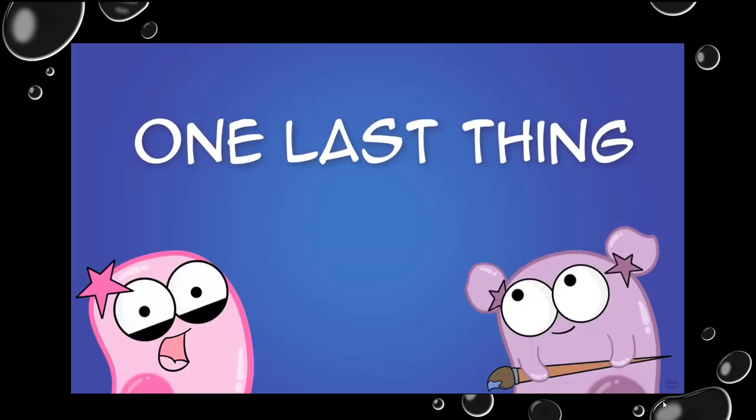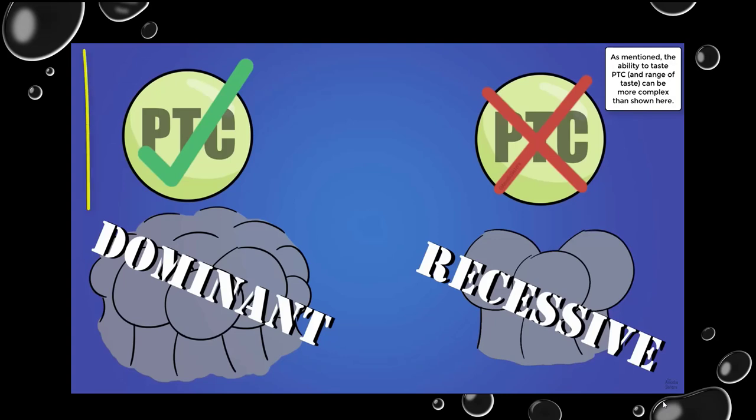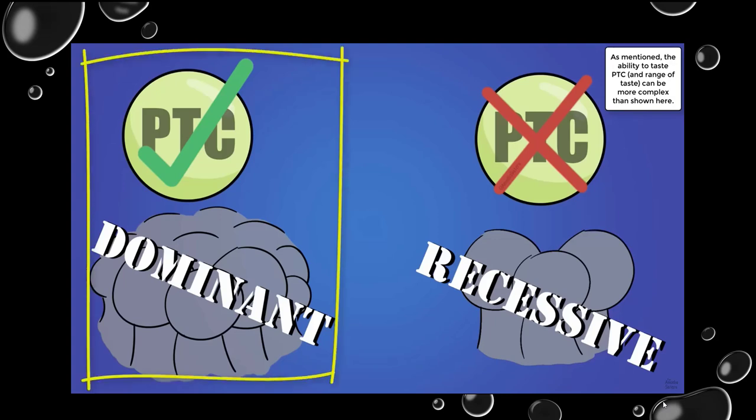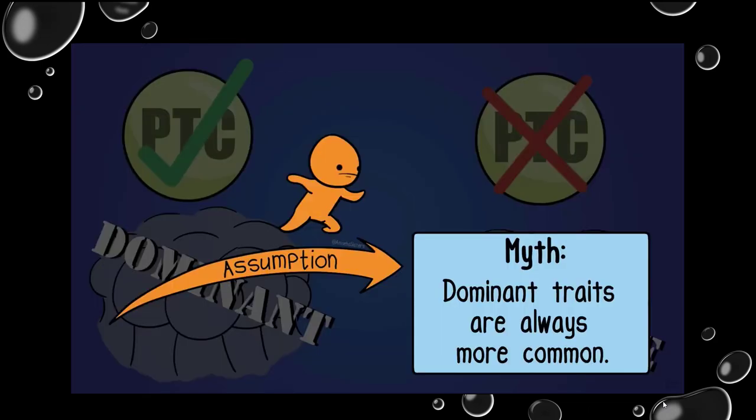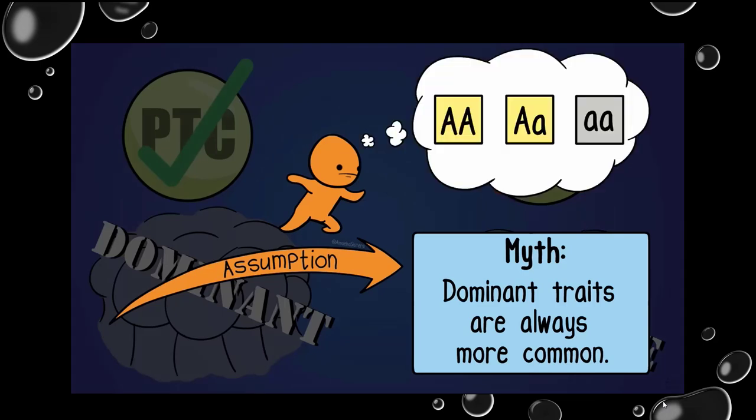Before we end, one more thing to mention. In this example, the dominant trait of being able to taste PTC is more common than the recessive trait of not being able to taste PTC. And one could jump to an assumption that dominant traits are more common, especially since it only takes the presence of one dominant allele to show up in the phenotype, at least in Mendelian inheritance.